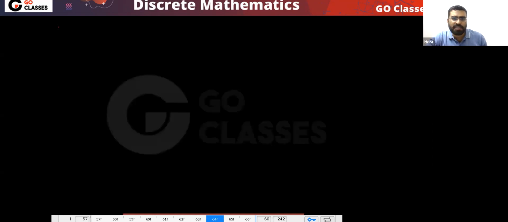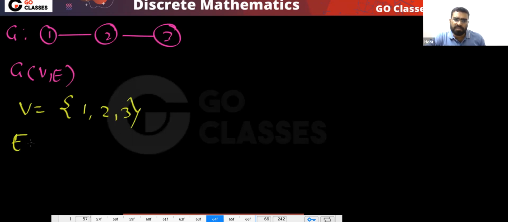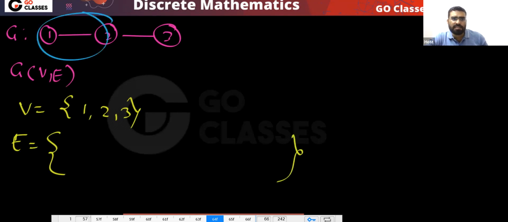For example, what I'm saying, like this is your graph, 1, 2, 3. This is your graph. Let's call it graph G. So in this graph, you have two things: a set of vertices and a set of edges. What is the set of vertices? 1, 2, 3. These are the set of vertices. And what is the set of edges? This is the set of edges. You can notice this edge is connecting 1, 2. So this is your edge 1, 2. Yes or no? Because this is connecting 1, 2.